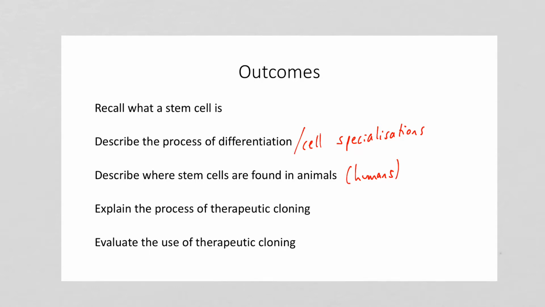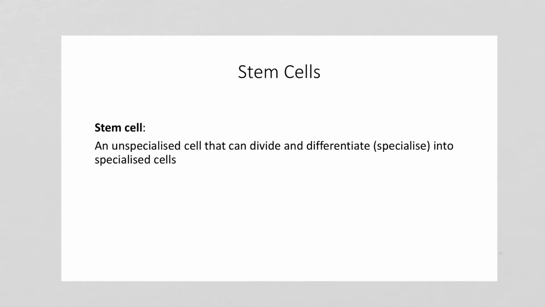Let's start off really simply as to what a stem cell is. A stem cell is an unspecialized cell that can divide and differentiate into specialized cells. When we say divide, we mean by mitosis. There's a lesson on the cell cycle and mitosis that's coming up after the animal stem cell and plant stem cell stuff, and it can differentiate into specialized cells, and that was an earlier lesson.